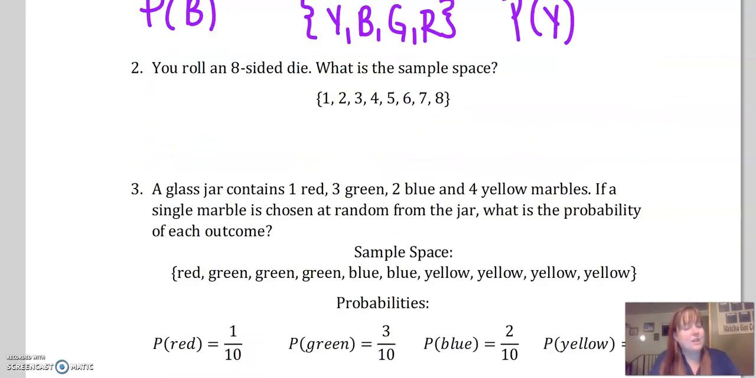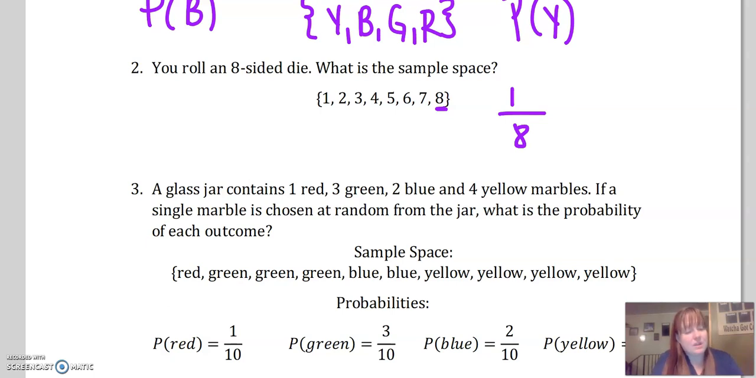Okay, you roll an 8-sided die. What's our sample space? Well, we have 8 different options, right? So the sample space is every single option that we could possibly get: 1, 2, 3, 4, 5, 6, 7, 8. That's our sample space. And then we could ask, what's the probability of getting an 8? Well, there's one favorable outcome, which is 8. And how many total outcomes are there? There are 8 total outcomes. So the probability of getting an 8 is 1 out of 8.